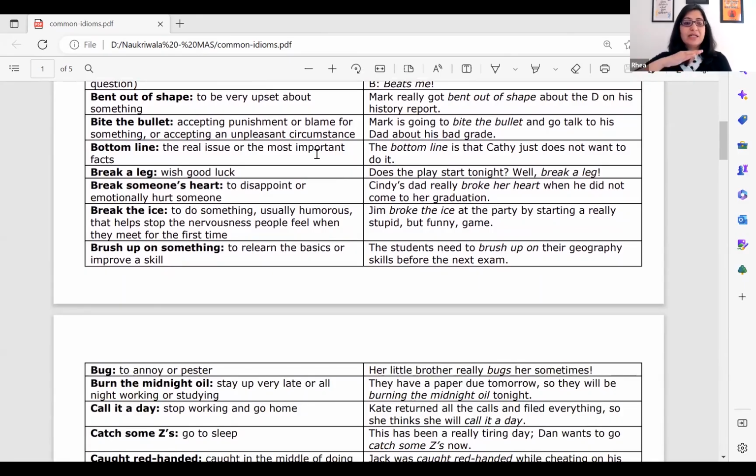Bottom line means the foundation, like the most important thing. So the bottom line is that Kathy just does not want to do it. That's the real meaning. That's the real issue.